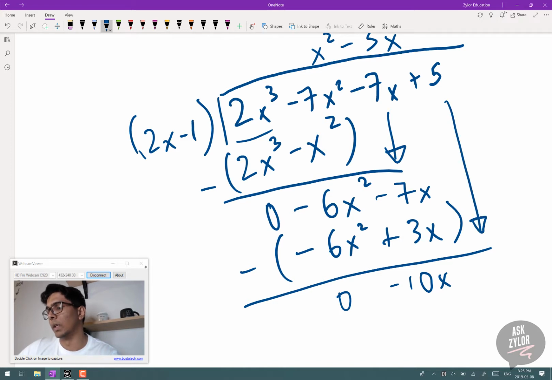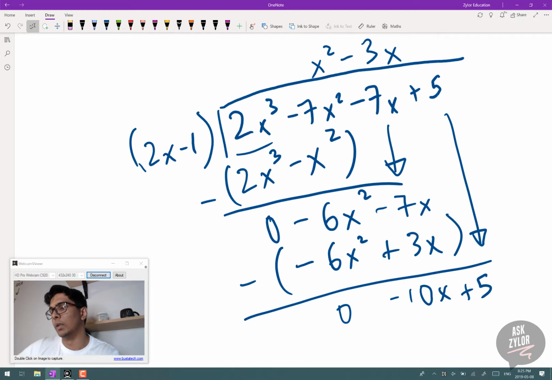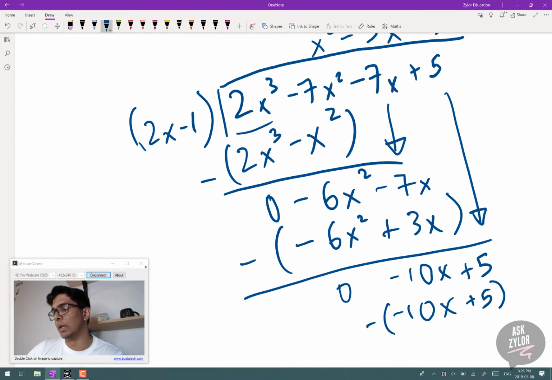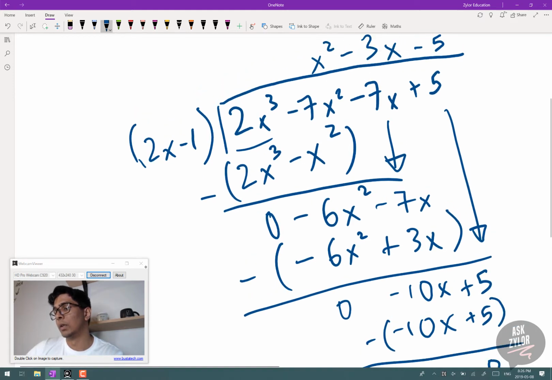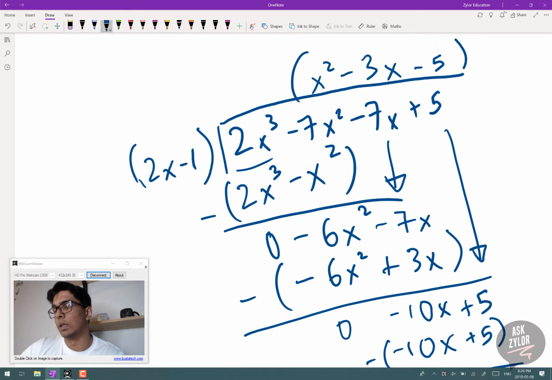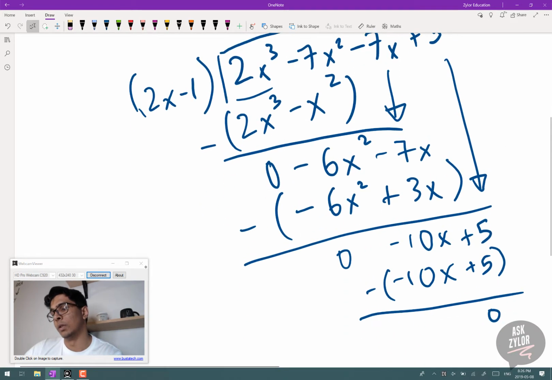Again, I'm bringing down the next term in my polynomial, which is plus 5, and then I'm going to try and match the 2x and the negative 10x. So I need to multiply the 2x by negative 5 to give me negative 10x. So negative 5 times 2x is negative 10x, negative 5 times negative 1 will be plus 5. If I subtract these two, I should get a remainder of 0. So my quotient ends up being x squared minus 3x minus 5, and my remainder will be 0.